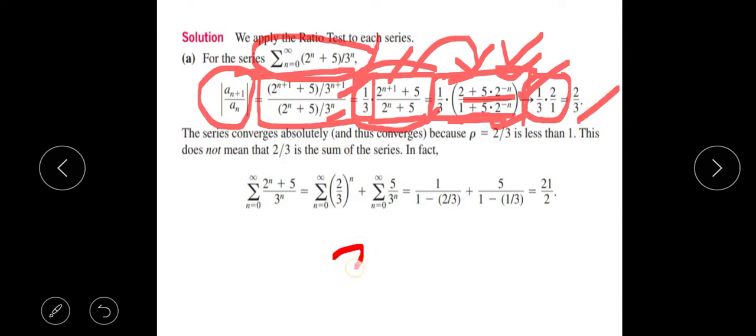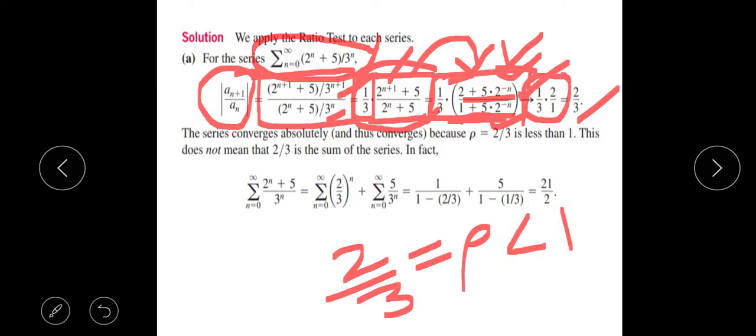Now you see carefully, 2 by 3 is equal to rho, and clearly this is less than 1 because 2 is less than 3. So by D'Alembert's ratio test, what can we conclude? We can say that since the limit is less than 1, the series is convergent.